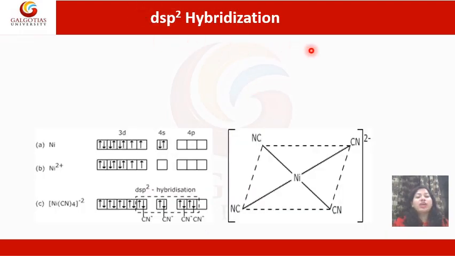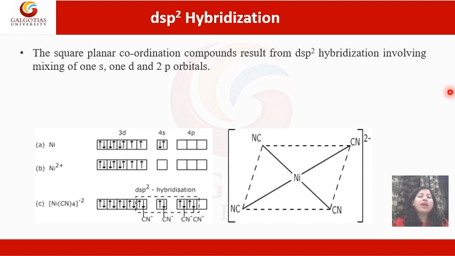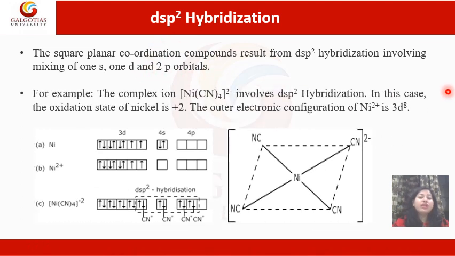In dsp2 hybridization, the square planar coordination compound results from dsp2 hybridization involving mixing of one s, one d and two p orbitals. For example, the complex ion nickel cyanide involves dsp2 hybridization. In this case, the oxidation state of nickel is +2. So, the outer electronic configuration of nickel 2+ is 3d8, which is shown by the diagram.